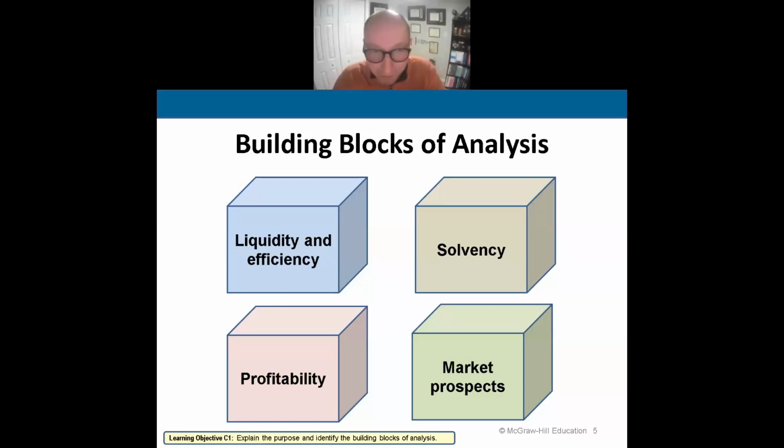Very good discussion. So that's what liquidity is. Liquidity and efficiency simply means how quickly the company can convert into cash. Efficiency means how quickly can the company convert things into cash. That's liquidity and efficiency. The other one here is called solvency.